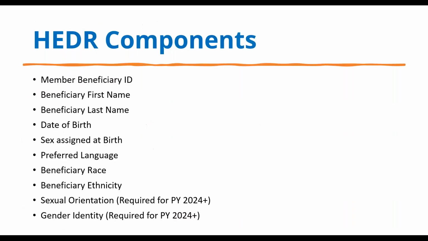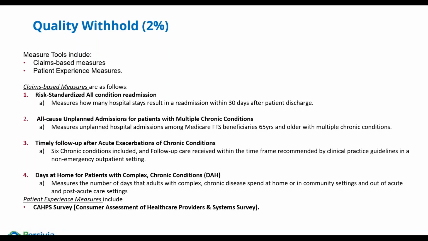Another factor, the quality withhold. There are two different types of measures. One are claim-based measures, and second is patient experience measures. Now, the patient experience measures, some of you might already be familiar with. It's called CAHPS survey, that is Consumer Assessment of Healthcare Providers and Systems Survey. For the claim-based measures, there are four different quality measures. Now, depending upon if you are a standard entrant or a new entrant, the only three measures that you need to worry about for the claims-based are the risk standardized all condition readmission, all-cause unplanned admissions for patients with multiple chronic conditions, and timely follow-up after acute exacerbations of chronic conditions. However, if you are a high needs ACO, you also need to take care of the fourth quality measure, that is days at home for patients with complex chronic conditions.